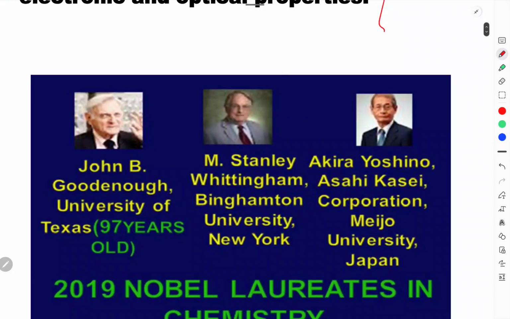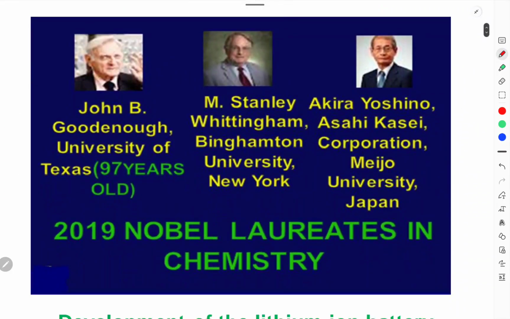Yes, very interesting pic. This is a very historical pic, I will say. The 2019 Nobel laureates in chemistry. Why is it historical? Every year Nobel Prize is given in six fields. There is a separate video, my separate video on this Nobel Prize. But out of three, one great person, John B. Goodenough from University of Texas, received the Nobel Prize at the age of 97. At the age of 97, this great fellow received the Nobel Prize in chemistry.